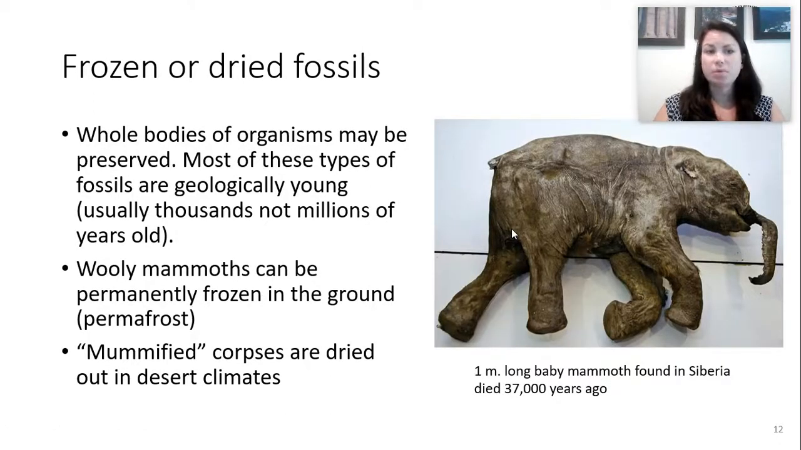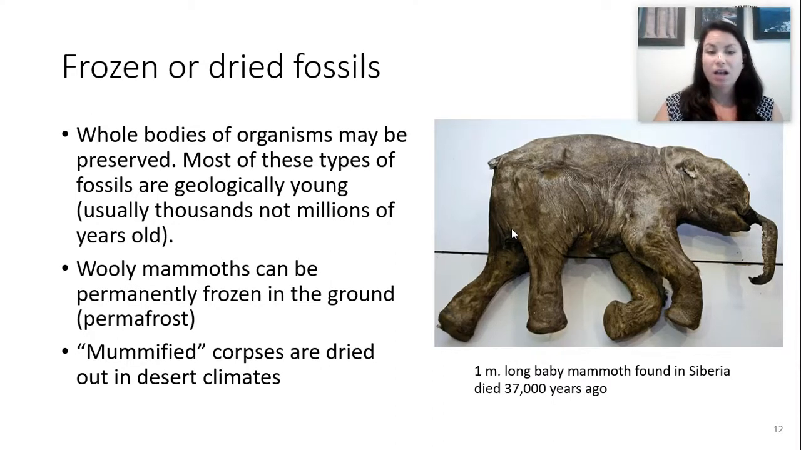Okay, so here's an example of a mummified baby mammoth from 37,000 years ago. And it's pretty rare to see whole bodies, but you can have whole bodies of organisms that may be preserved. These are fossils that are relatively more young compared to other fossils. So that just has to do with how they present themselves.